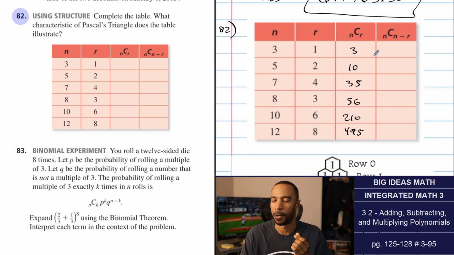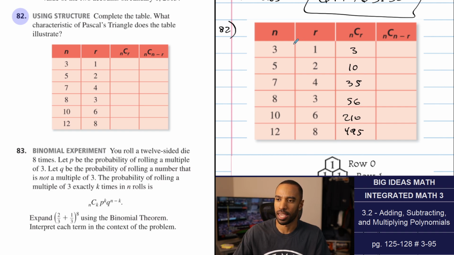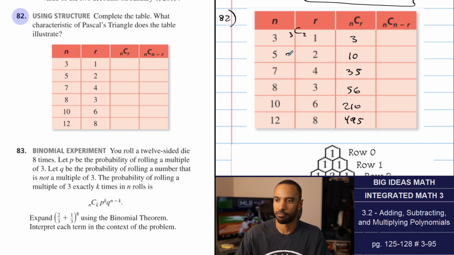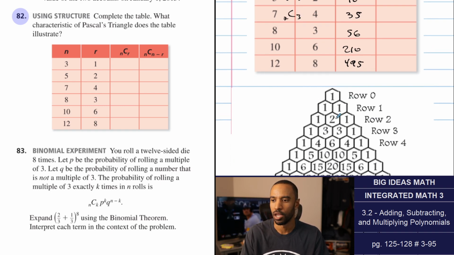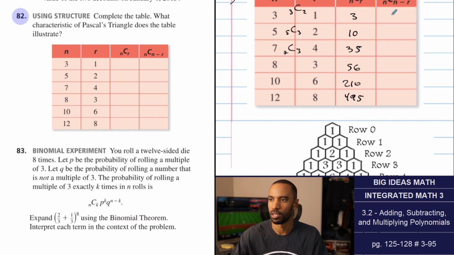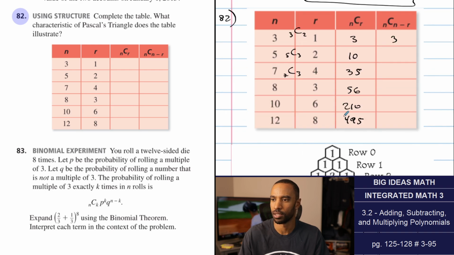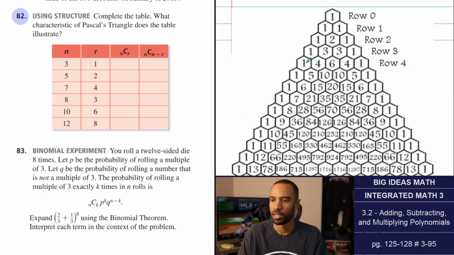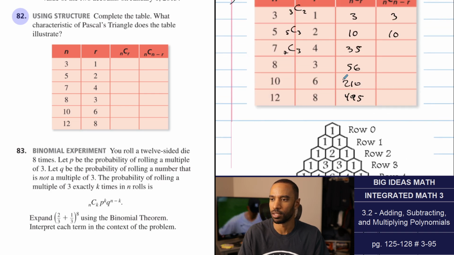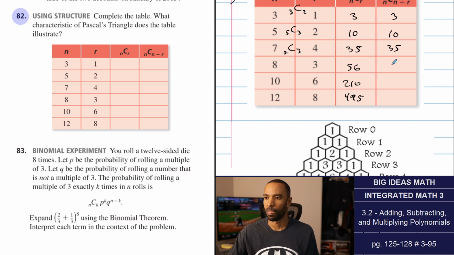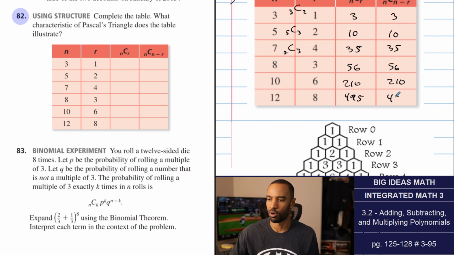N choose N minus R. Won't these be symmetrical? N choose N minus R is like 3 choose 3 minus 2, which is 3 choose 2, and this would be like 5 choose 3 and 7 choose 3. Let's try those and make sure they work. 3 choose 2 is 3. 5 choose 3 is 10. 7 choose 3 is 35. Yeah, these are going to be the same: 56, 210, 495. There's symmetry in Pascal's triangle. That's the basic gist behind it.